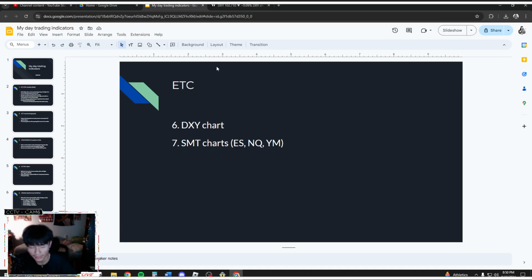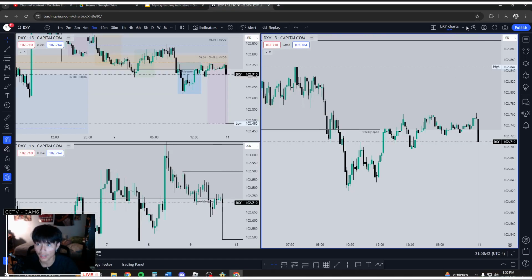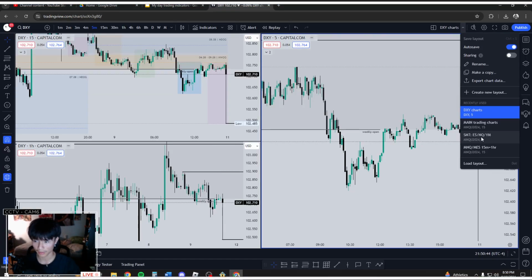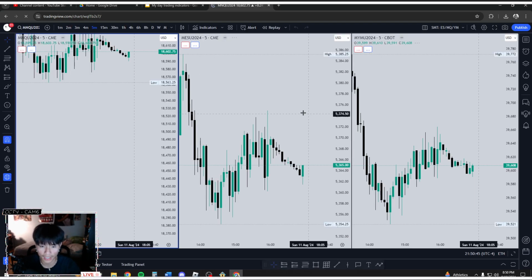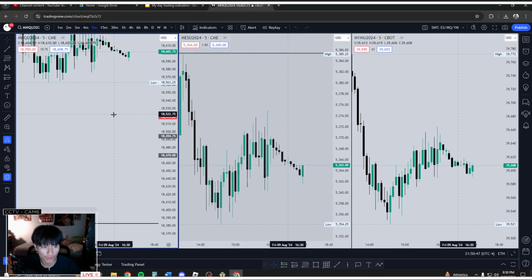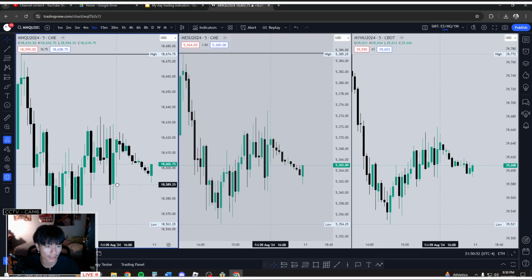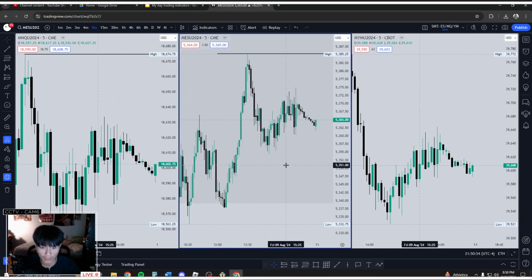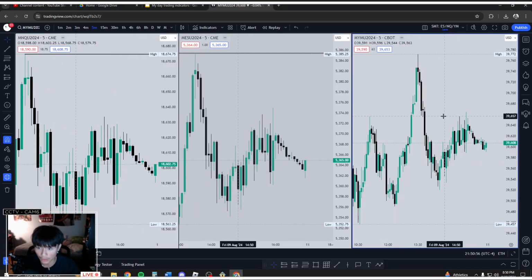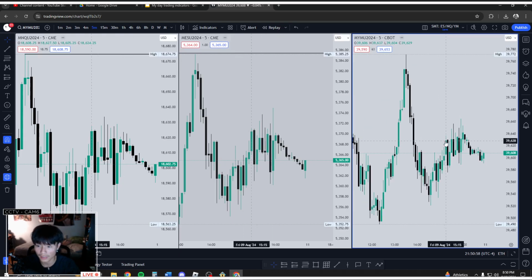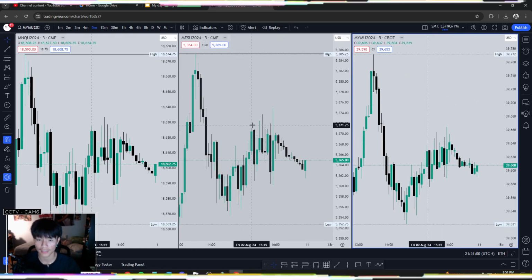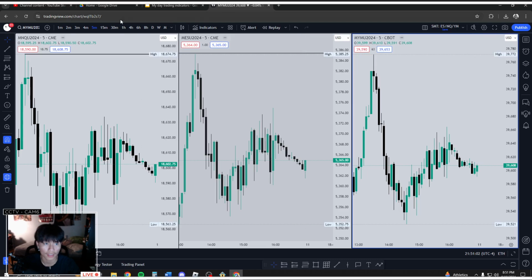And the second honorable mention is SMT charts. I use this all the time. I love looking at SMT because SMT basically indicates that there is a cracking correlation between the markets, so there's manipulation. It's a great way to visually see manipulation occurring in the markets.